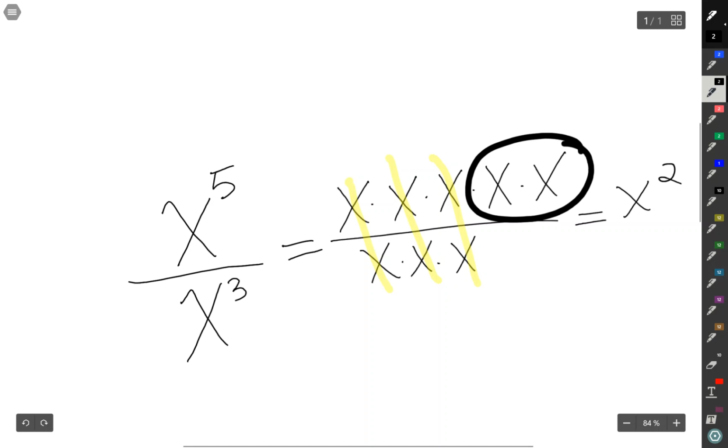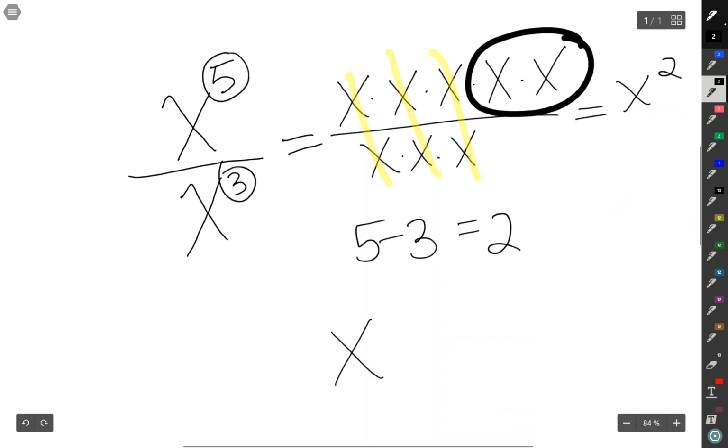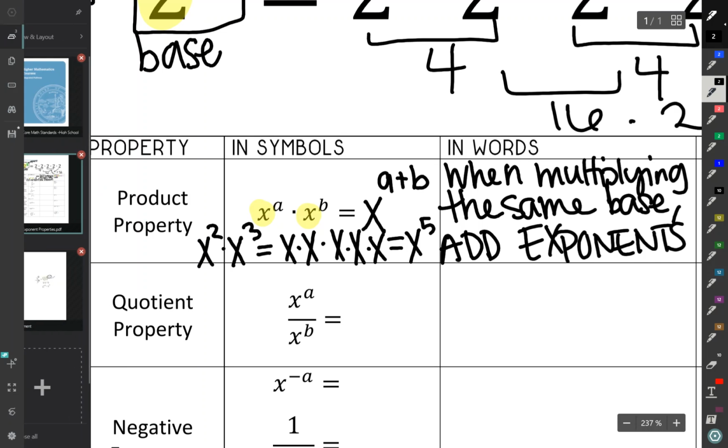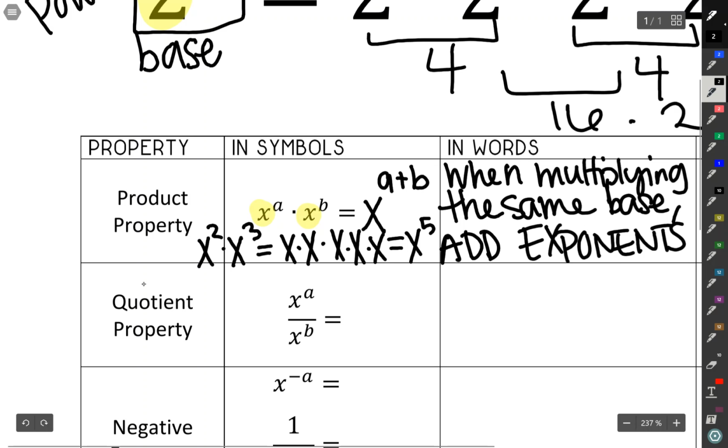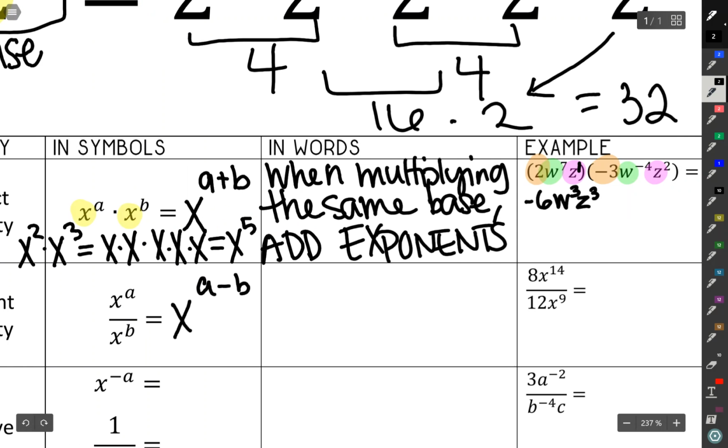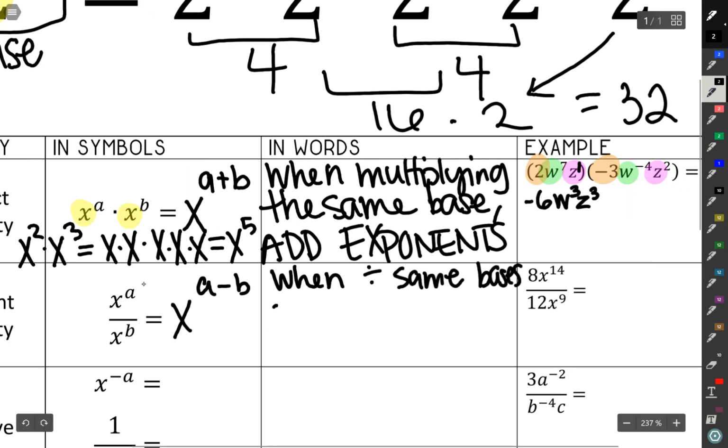So what happens with the exponents is we are subtracting them. 5 minus 3 gives you 2. So x to the 5 minus 3 results in x squared. Notice that we're subtracting the top minus the bottom. So we have x to the a minus b. Again, you have to have the same bases. So when dividing same bases, you need to subtract the exponents.